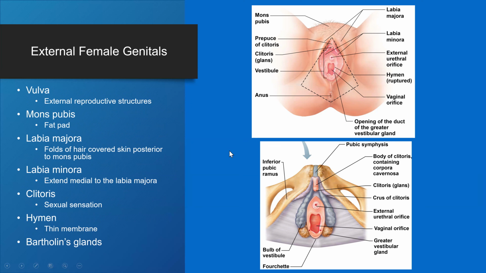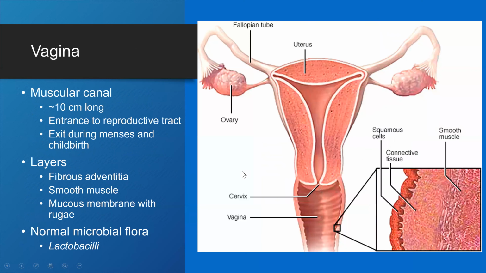Hymen is a thin membrane covering the vagina, and most of the time it's ruptured after first intercourse. And we have Bartholin's glands. Those are the glands over here that are also called greater vestibular glands. Vestibular glands produce again mucus for lubrication. The vagina shown here is a muscular tube about 10 centimeters long, the entrance to the reproductive tract and exit for blood flow during menses and childbirth.